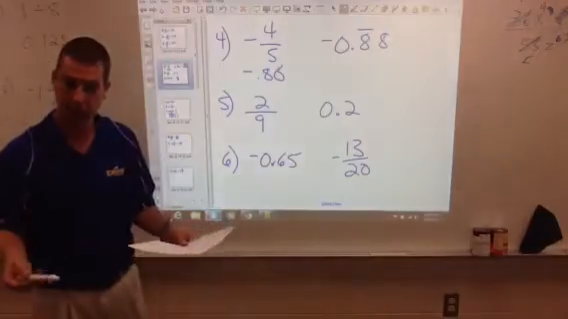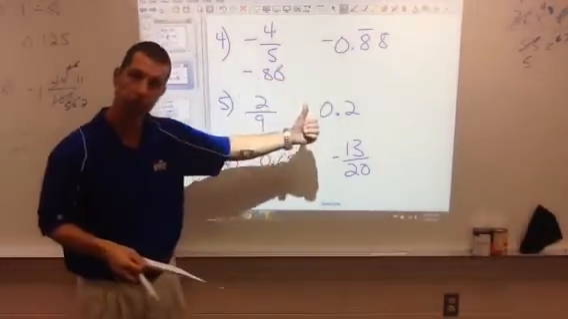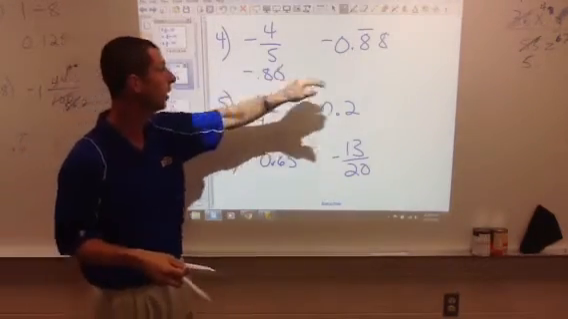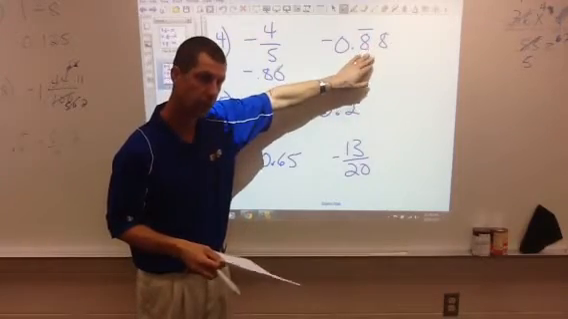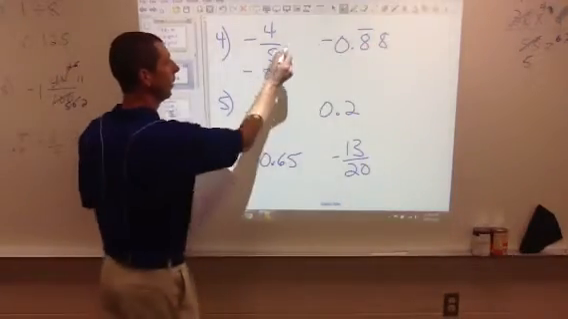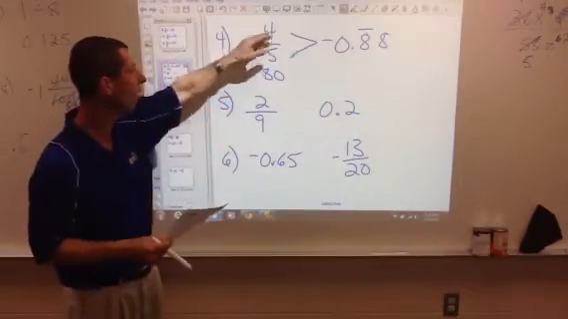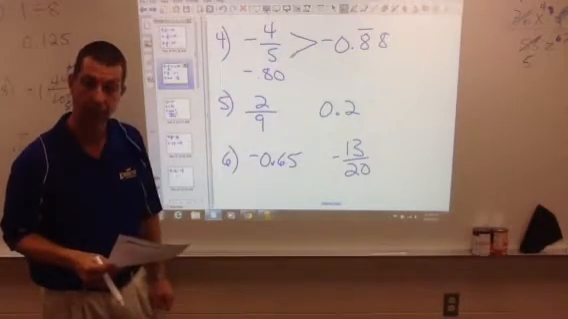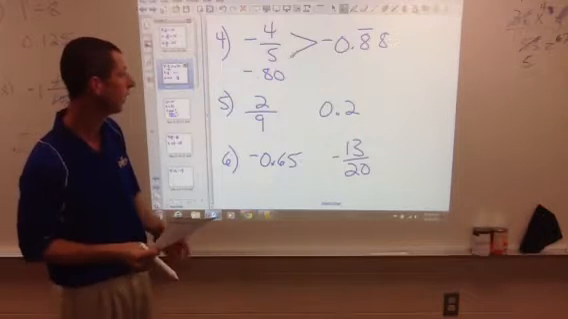Now you got to kind of think clearly about this, because when we're dealing with negative numbers, numbers further left on the number line are smaller. Okay, less value. This number here is further left on the number line. Okay, it's a smaller value. So the symbol we put in here is the greater than symbol. Negative 4/5 is greater than negative 0.8 repeating. That's a tricky problem. Easy to get that one mixed up because they're both negative.